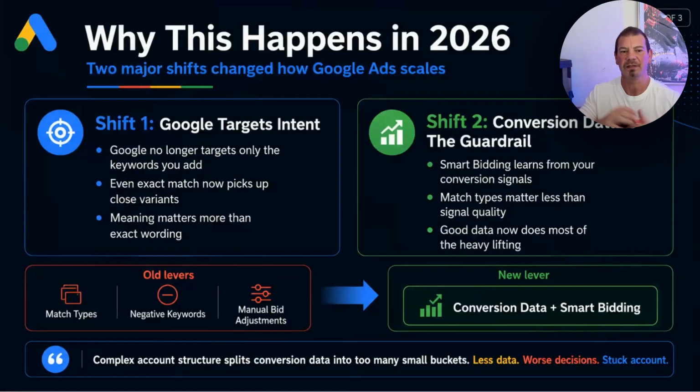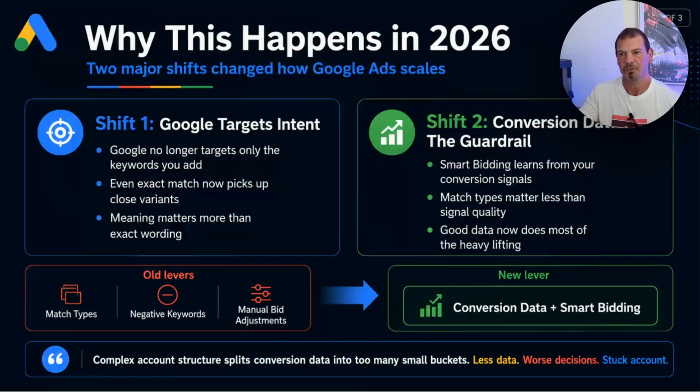Even exact words now pick up close variants. So again, we need to have that same structure when we're adding in for broad as well as exact terms. And meaning matters more than words. So again, if we're giving more meaning based around what we're asking of the algorithm, we'll get better results.